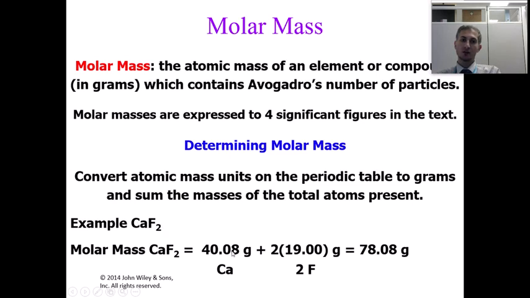Mass of 1 calcium based on the periodic table, by 4 sig figs, is 40.08, and mass of fluorine is 19.00. But we have 2 fluorine atoms, so we multiply it by 2. So whenever you add the numbers, we have 78.08 grams. This is the molar mass of calcium fluoride.